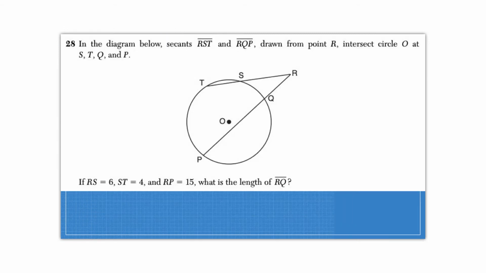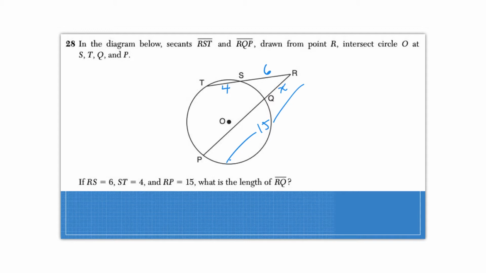Here we have a circle with 2 secants drawn, and they give us some information about it, that RS is equal to 6, that ST is equal to 4, and they tell us that RP is 15. And then they ask us to figure out what is RQ.